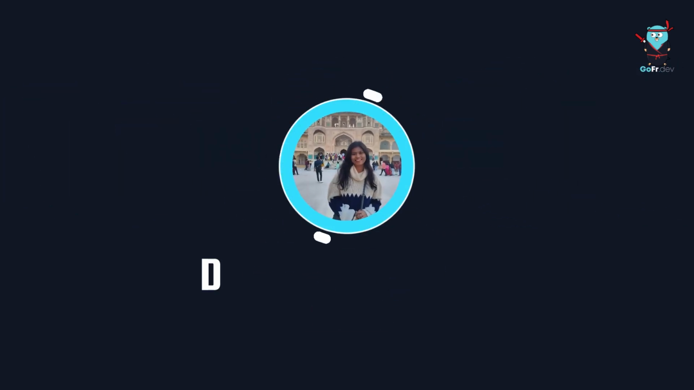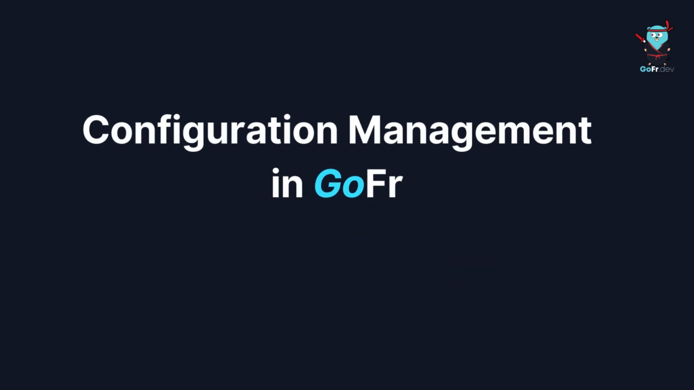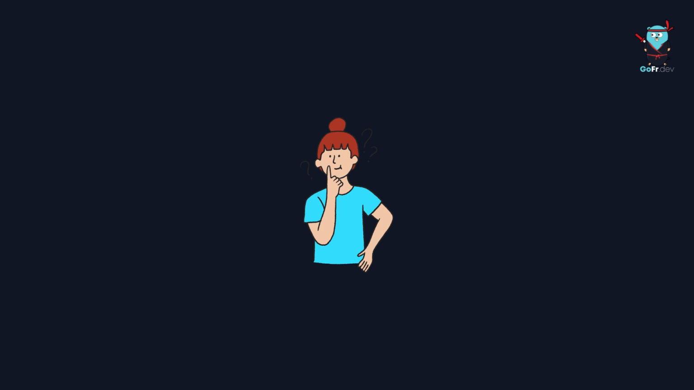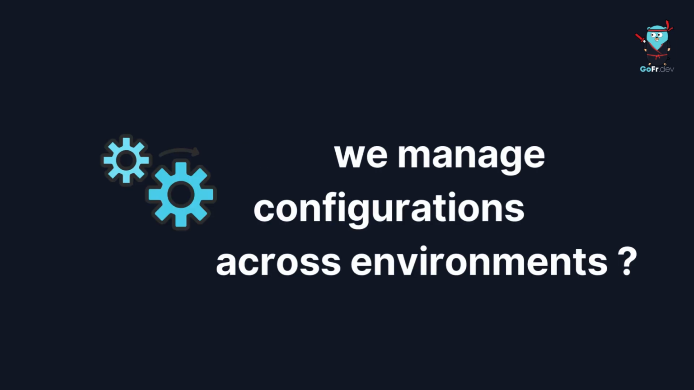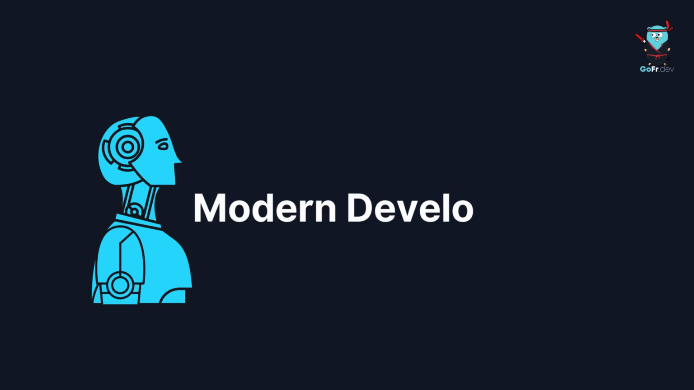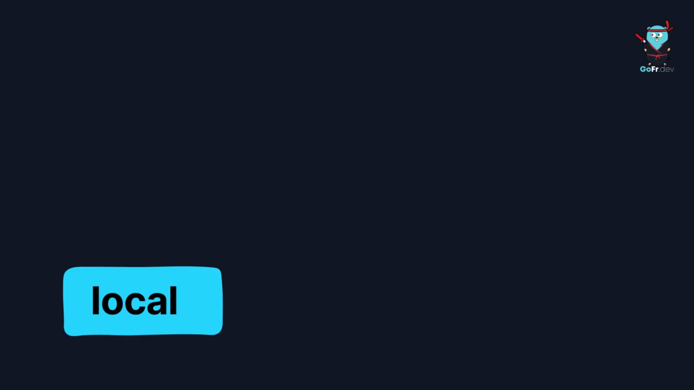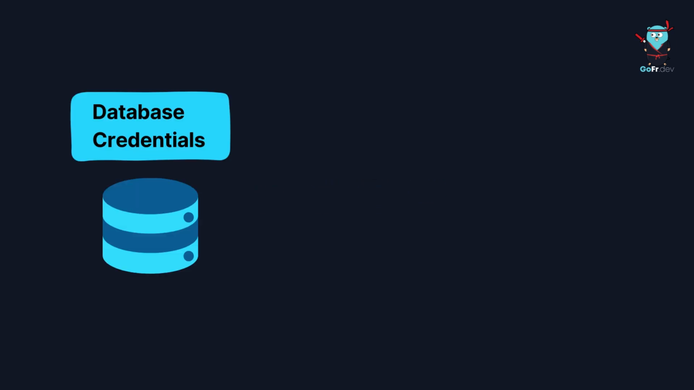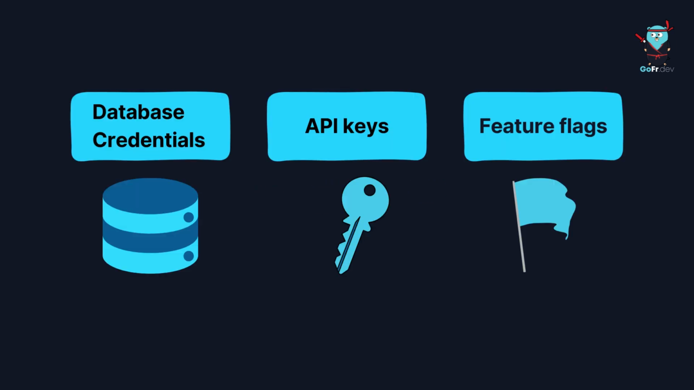I am Divya Darshana and today we are diving into yet another crucial topic, that is configuration management in GoFr. Ever thought about how we manage configurations across different environments? In modern development, you might set different configurations for each environment like local, staging, and production. For example, you might have different database credentials, API keys, or feature flags for each environment.